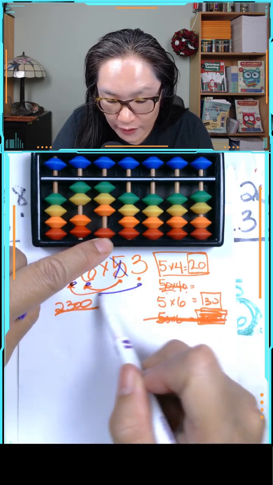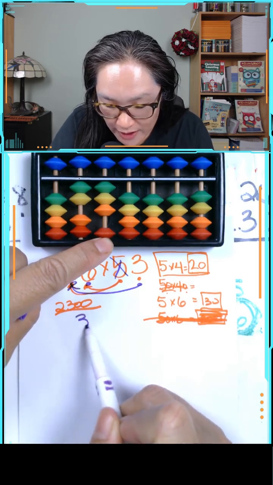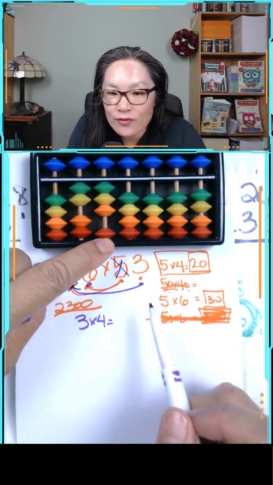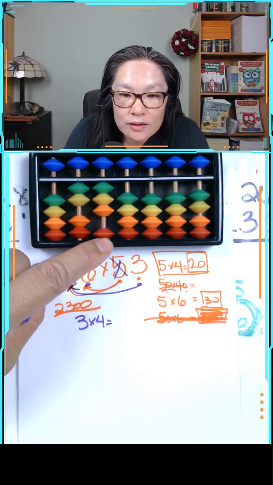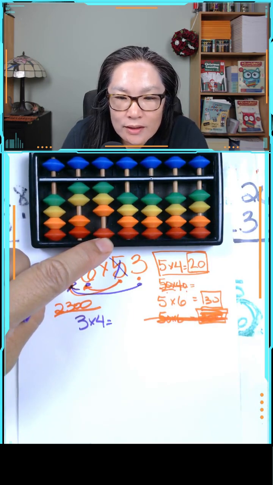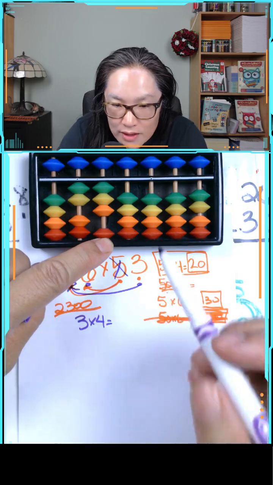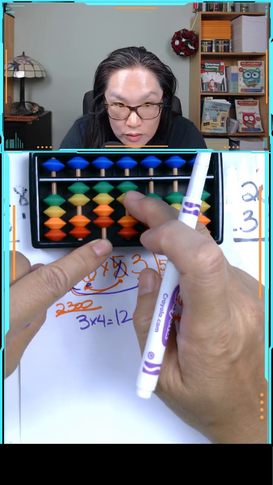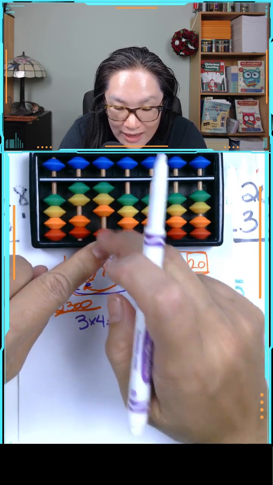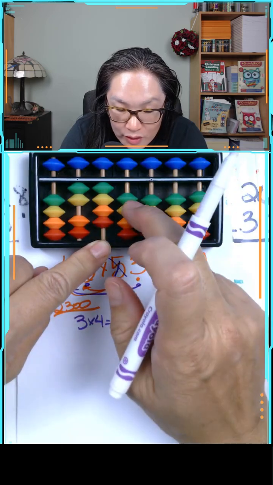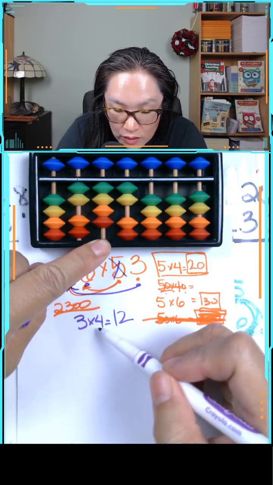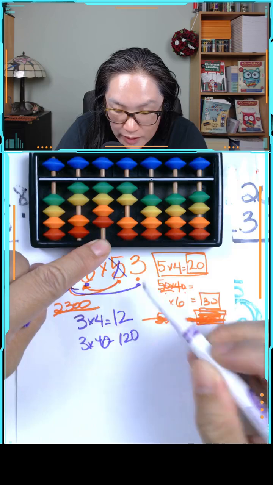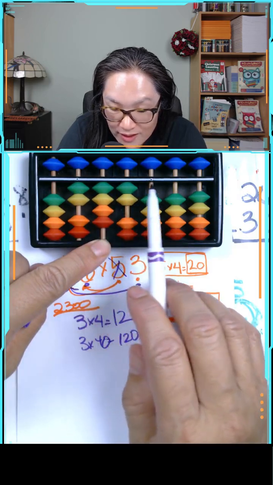We can do another one. So we have 3 times 4. 3 times 4 is equal to 12. So we do a 1, we do a 2. See, that's how 12 is. We're adding 12 to the abacus. Add the 1, add the 2. We don't need to do 3 times 40 to make it 120. We don't need to do that because it already does it for us on the abacus.